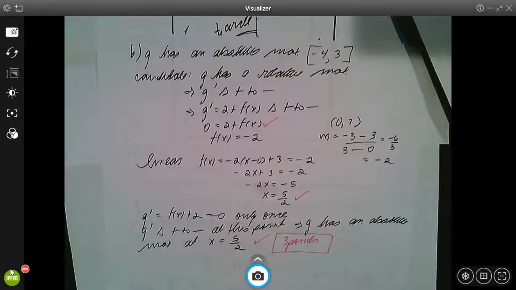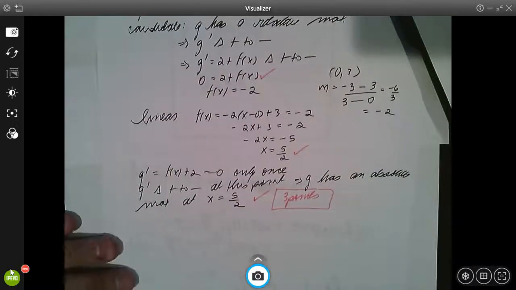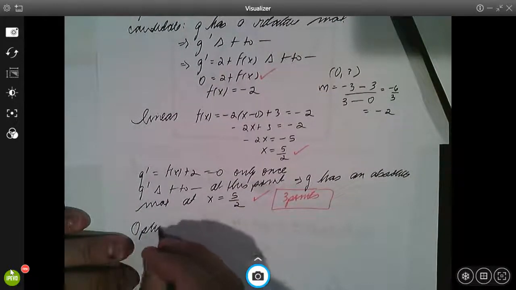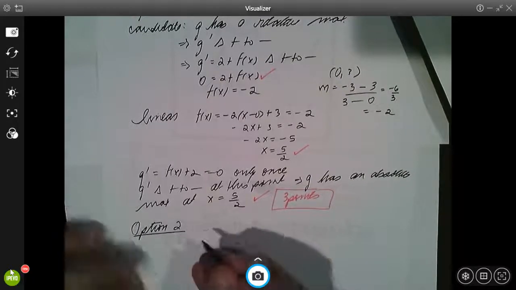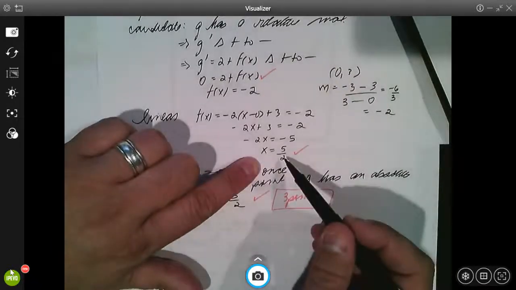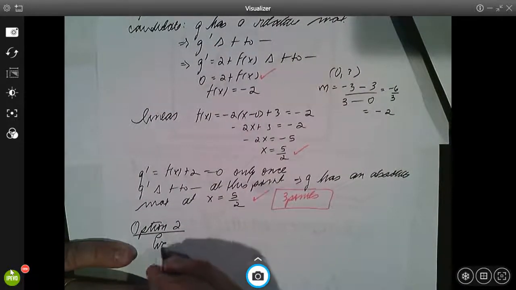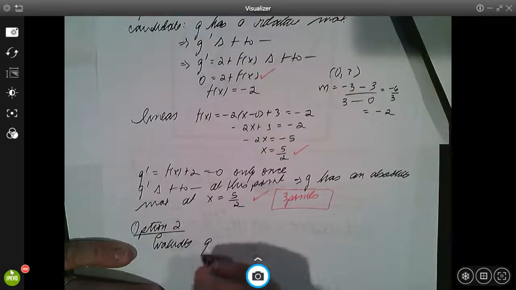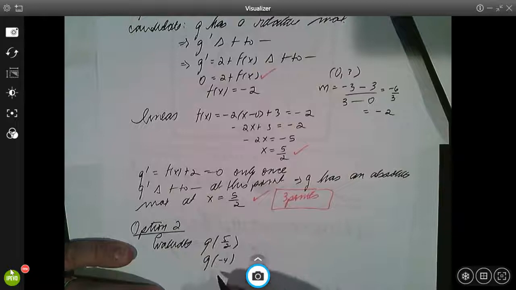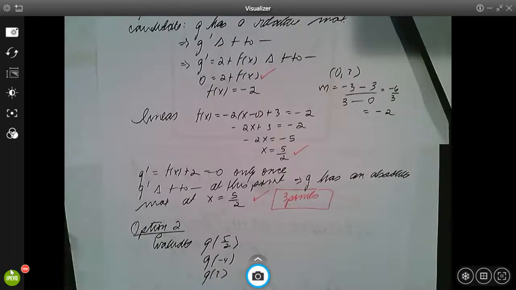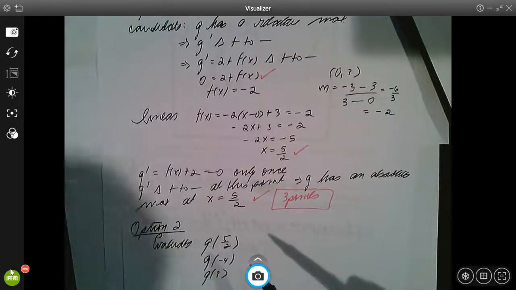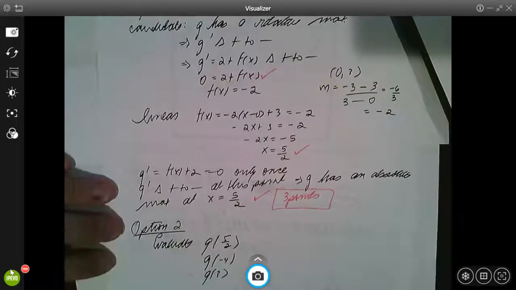That's one way you could go about doing this. I think another option that you might want to consider, and I'm not going to work all the way through this, option 2, you've got your candidate, you've got your endpoints. What you can do is evaluate, find the value of g of 5 over 2, g of negative 4, and g of 3. Each of these you should be able to find, and then you just look to see what's the largest value. Okay, let's keep going.